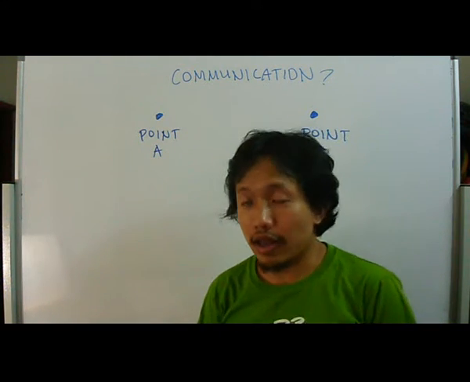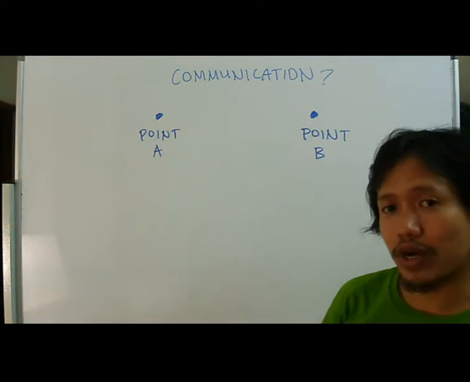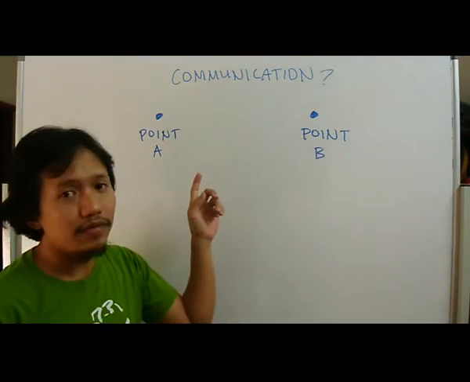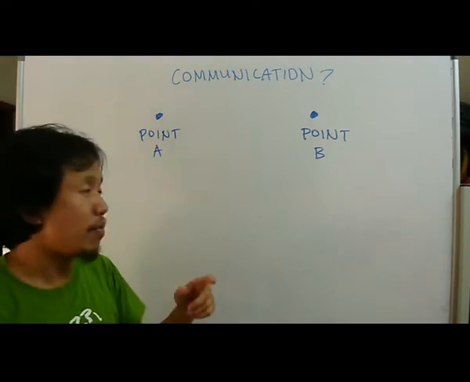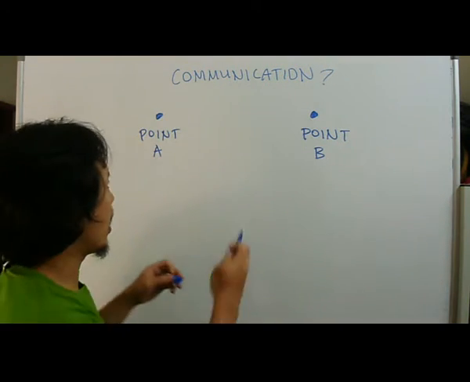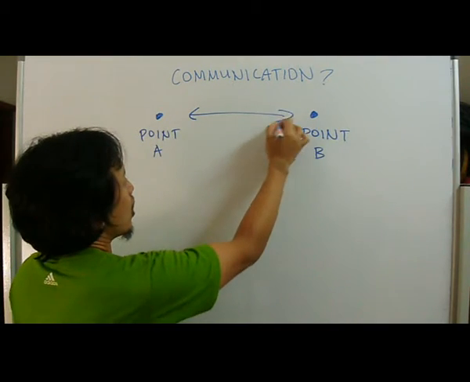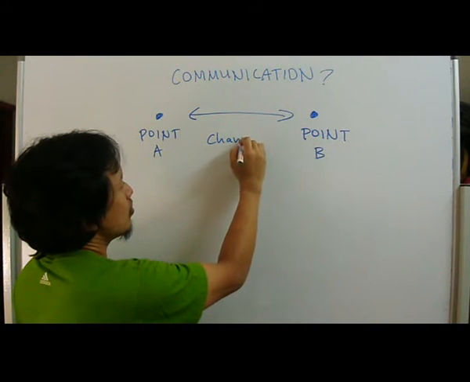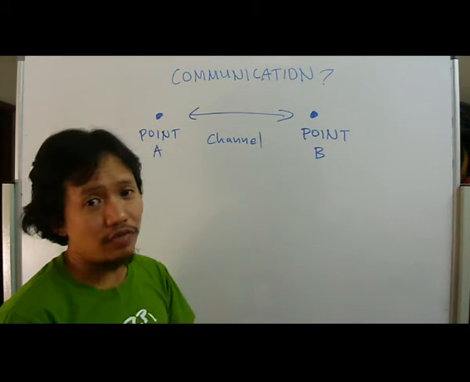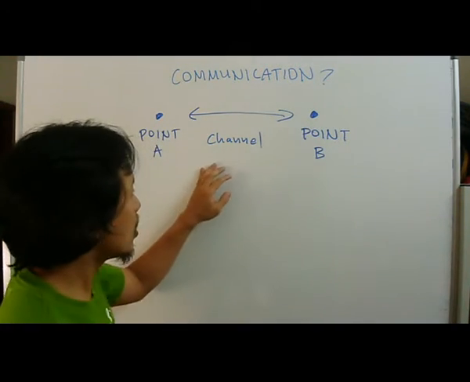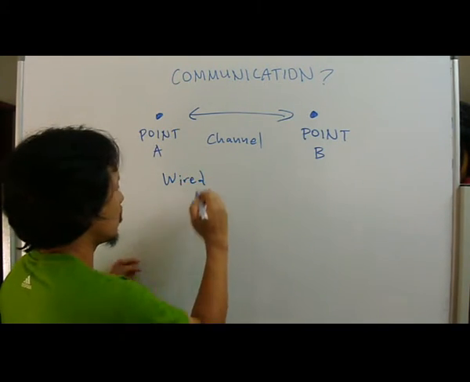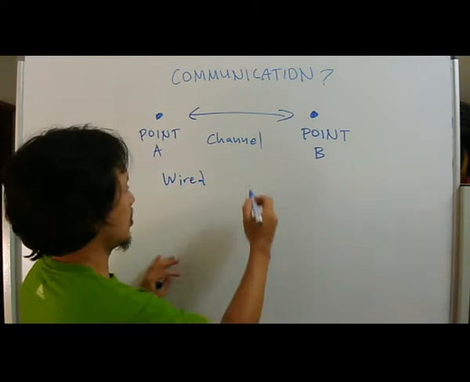Have a look at what we call communication. What is that? Basically, communication is where we try to send data or communicate information from point A to point B, right? And in so doing, we have what we call a communications channel, right? A pathway through which we can send and receive data. So a channel can be wired or it can be wireless.